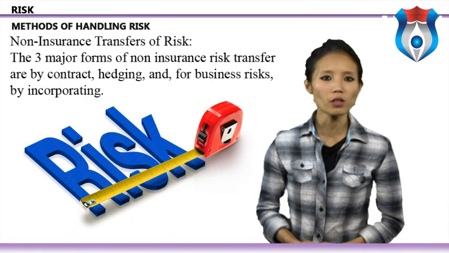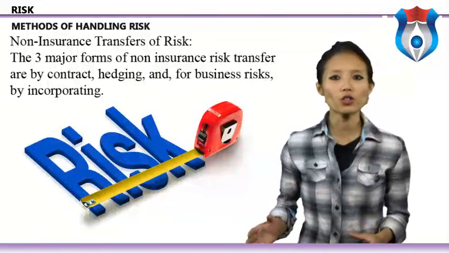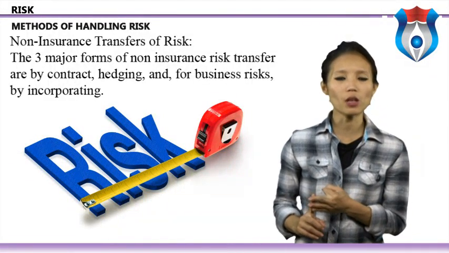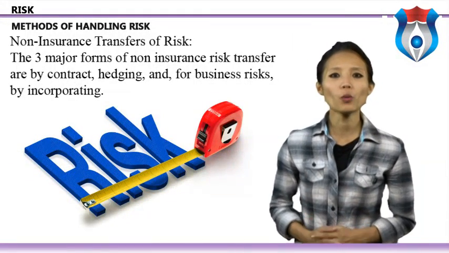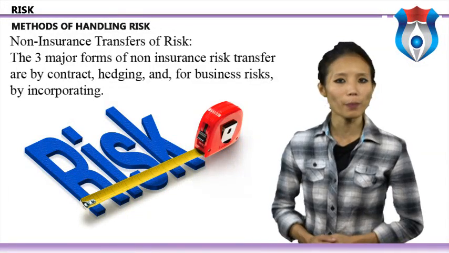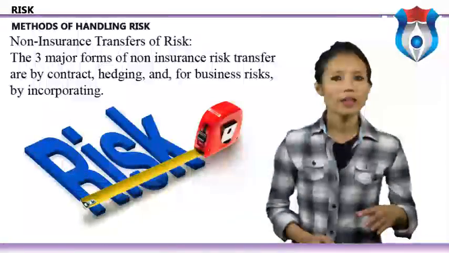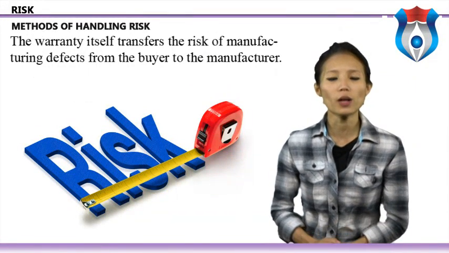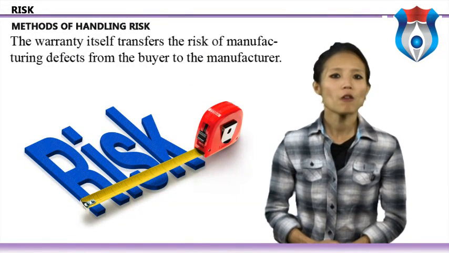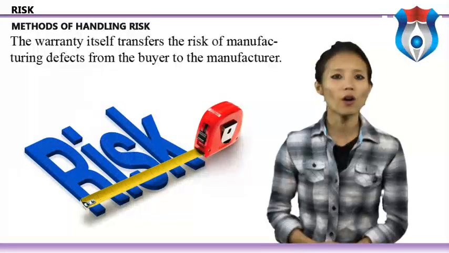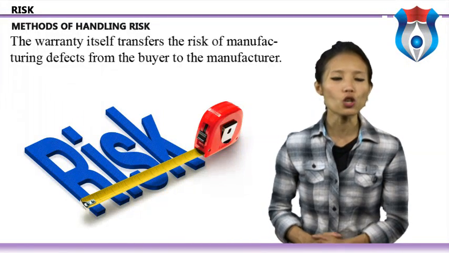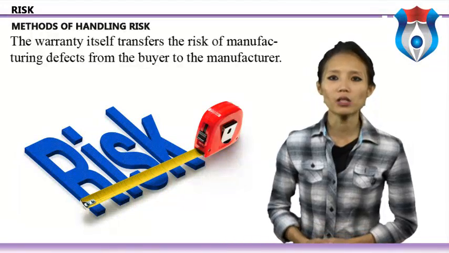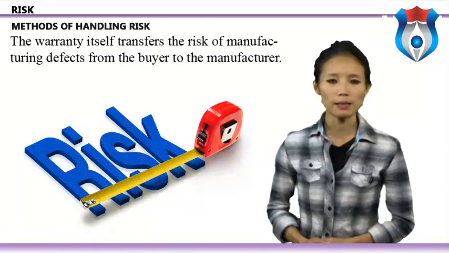Non-insurance transfer of risk. The 3 major forms of non-insurance risk transfer are by contract, hedging, and, for business risk, by incorporating. A common way to transfer risk by a contract is by purchasing the warranty extension that many retailers sell for the items that they sell. The warranty itself transfers the risk of manufacturing defects from the buyer to the manufacturer. Transfer of risk through contract is often accomplished or prevented by a hold harmless clause, which may limit a liability for the party to which the clause applies.